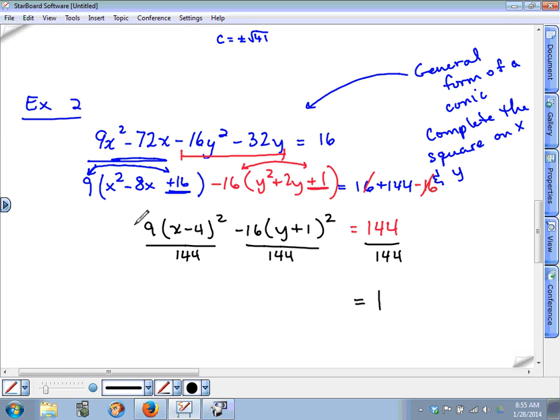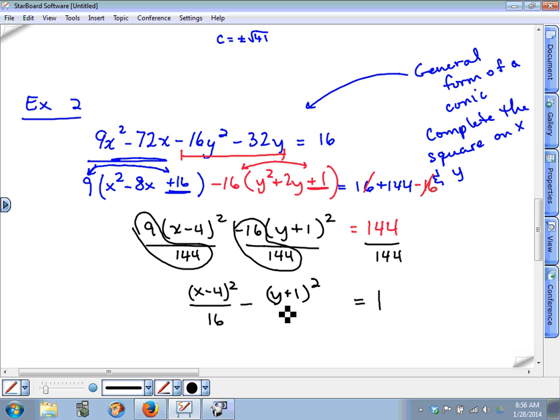9 divided by 144 is x minus 4 squared over 16, minus, and then if we consider that fraction, 16 over 144, that's just 1 over 9. So this is y plus 1 quantity squared all over 9. And ta-da!